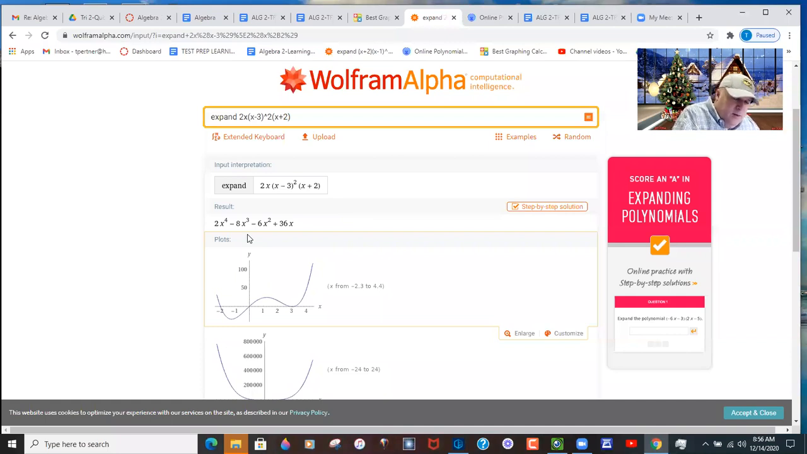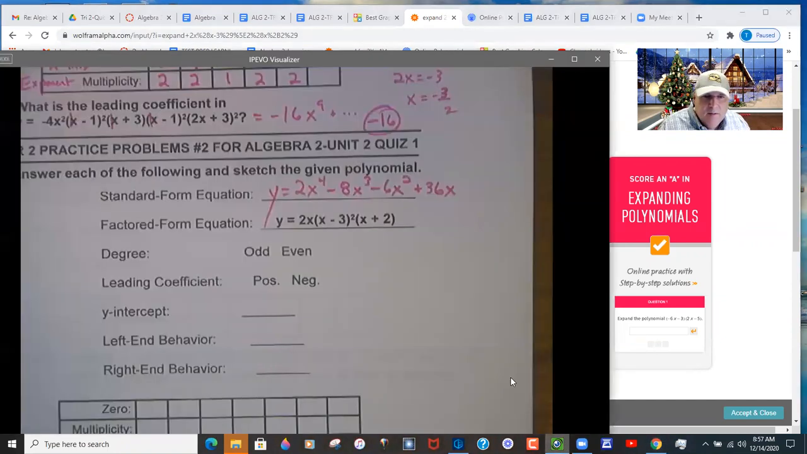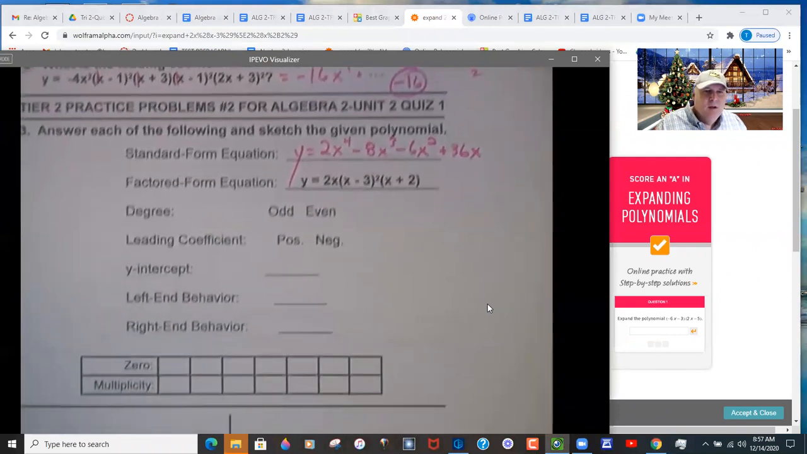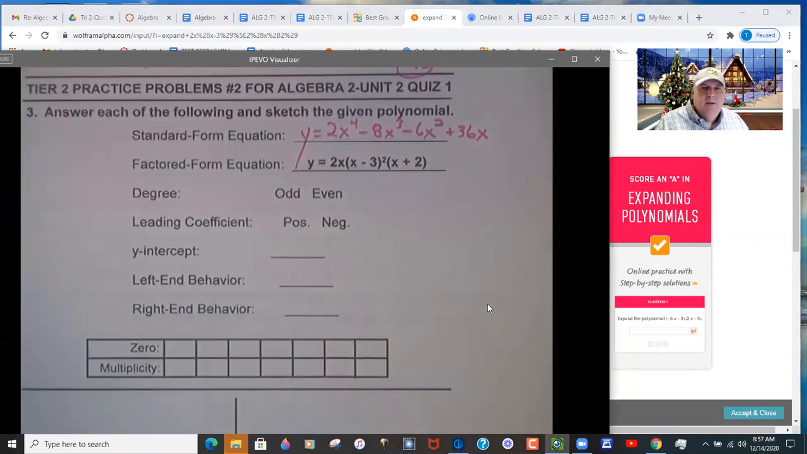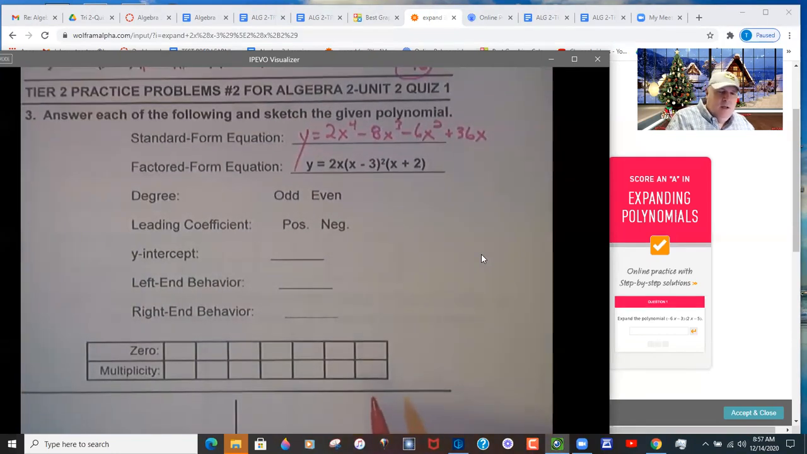You need to really do this every time, because I think there's a lot of power in having both. And when you go to answer all the questions, it'll be simple. So you write the result right in there. Okay, so what next? The degree and leading coefficient.